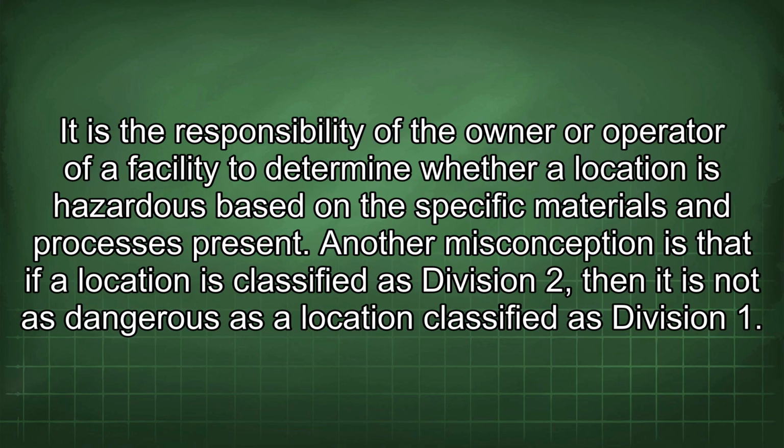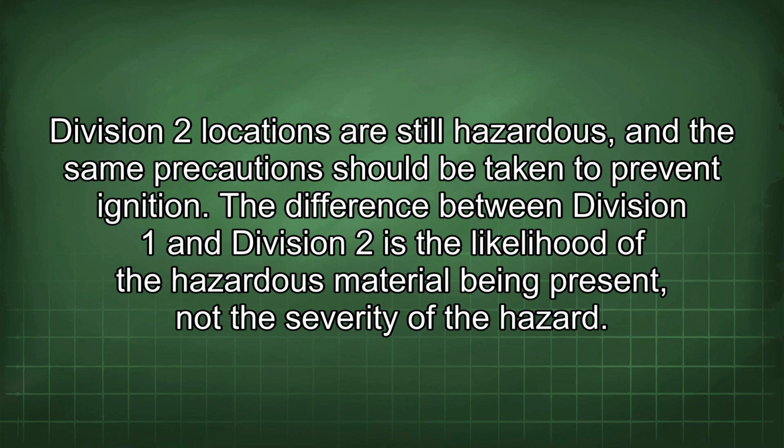It is the responsibility of the owner or operator of a facility to determine whether a location is hazardous based on the specific materials and processes present. Another misconception is that if a location is classified as Division 2, then it is not as dangerous as a location classified as Division 1. Division 2 locations are still hazardous, and the same precautions should be taken to prevent ignition. The difference between Division 1 and Division 2 is the likelihood of the hazardous material being present, not the severity of the hazard.